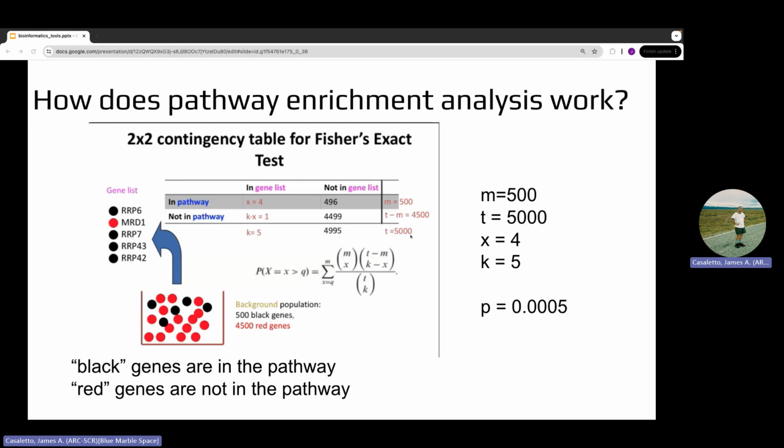A p-value of 0.0005 is extremely significant. We would then conclude that this list of genes, RRP6, MRD1, and so on, are significantly enriched in this particular pathway, whichever one it is.